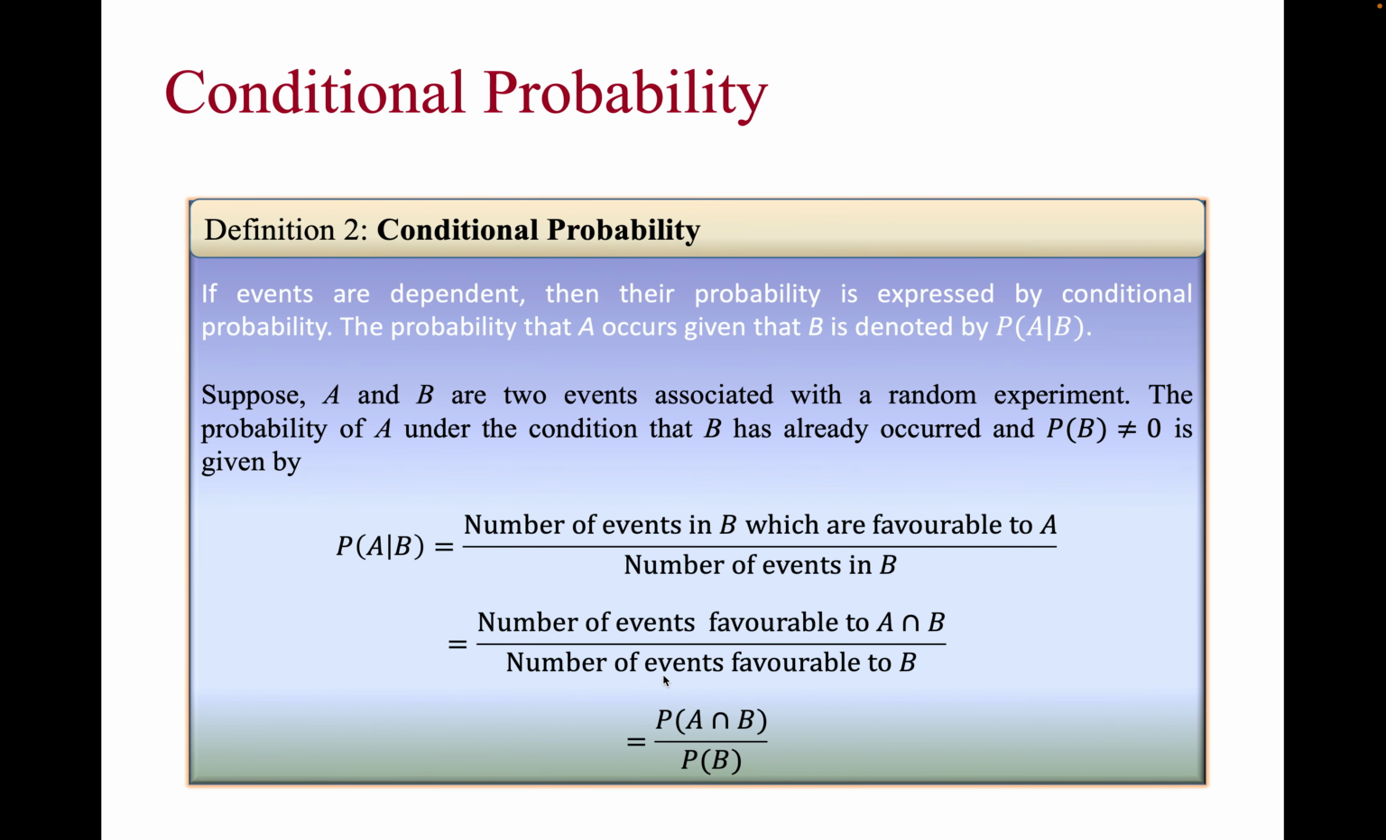If events are dependent, then the probability is expressed by conditional probability, the rule that A occurs given that B is denoted by P(A|B). Suppose A and B are two events associated with a random experiment. The probability of A under the condition that B has already occurred, and probability of B not equal to 0, is given by the probability of A upon B, favorable to A intersection B.